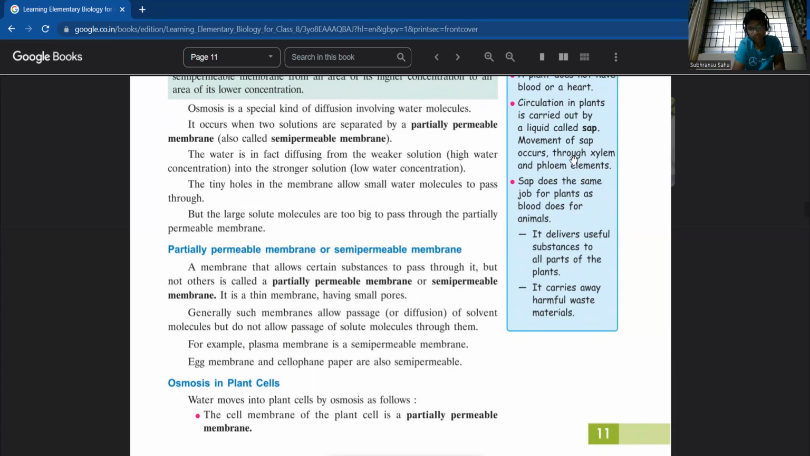A membrane that allows certain substances to pass through it but not others is called a partially permeable membrane or semi-permeable membrane. It is a thin membrane having small pores. Generally, such membranes allow passage of solvent molecules but do not allow passage of solute molecules with them. For example, the plasma membrane.